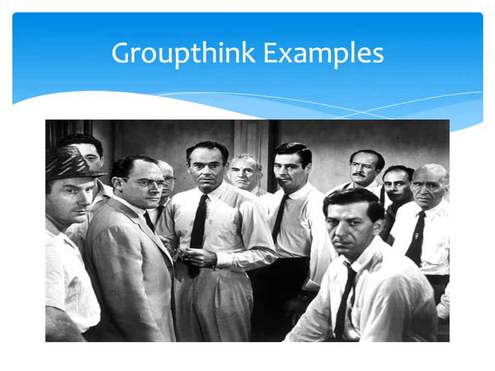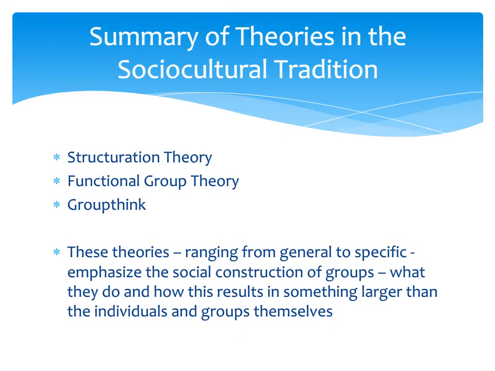In summary, the 3 theories in this tradition examine how groups create structure which influences future actions, the ways in which they make decisions and complete tasks, the mistakes they make and ways in which they can be more efficient in their decision-making.